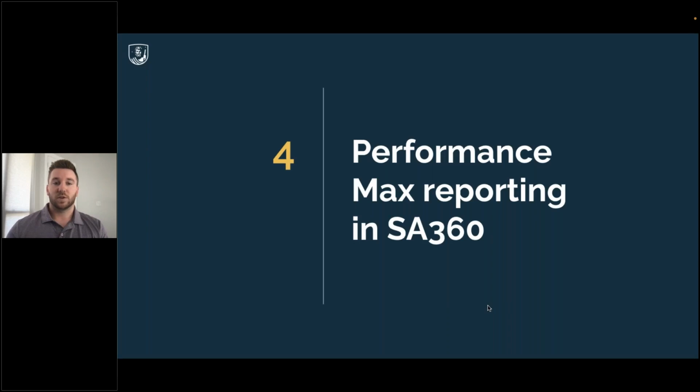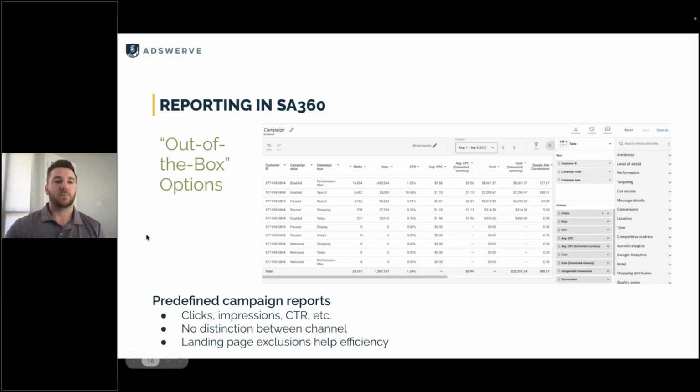Cool. Now moving on to some of the reporting features for Performance Max and SA360. So when we talk about reporting, there's, I guess, two kind of ways that you can think about it. Obviously, you have your out-of-the-box solutions that most of you will be familiar with, whether through Google Ads or through SA360. And that's obviously inclusive of your kind of predefined campaign reports, which gives you the pretty normal metrics like clicks, impressions, click-through rate, etc. The issue here with Performance Max is that it doesn't really give you any distinction between channels. So you really can't see specific performance for your traditional search, your YouTube, your display, your shopping, and things like that.